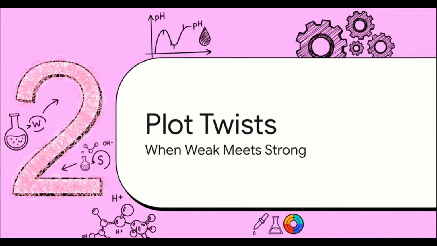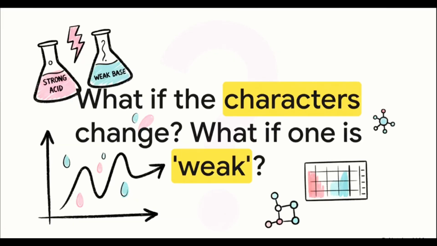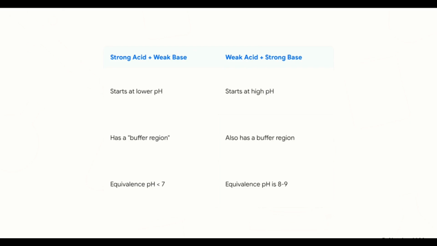But like any good story, what happens when you introduce a plot twist? What if we change up the characters? Because not all acids and bases are the same. Some of them are, well, weak. And that changes everything. So yeah, what happens then? What if you've got a strong acid and a weak base? Or the other way around? Does our map, that pH curve, still look the same? Let's see. And whoa, does the story change?